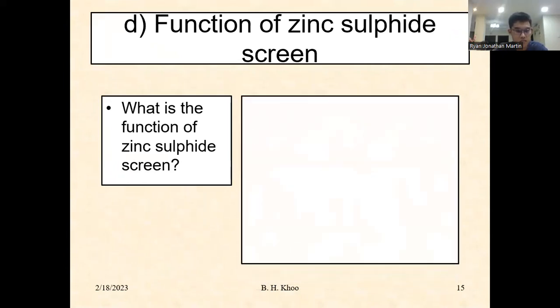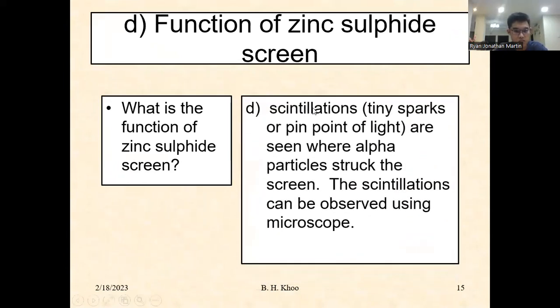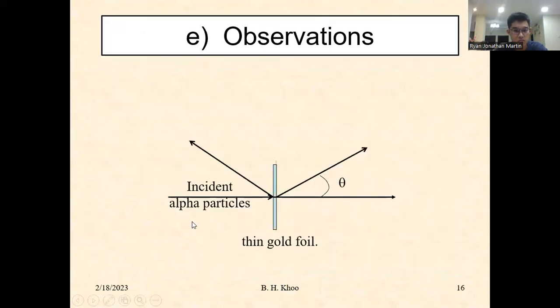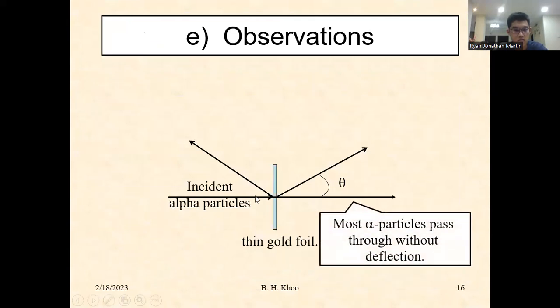Function of zinc sulfide. Scintillations, or tiny sparks or pinpoints of light, are seen where alpha particles touch the screen. The scintillation can be observed using a microscope. Okay, so that's your incident direction.